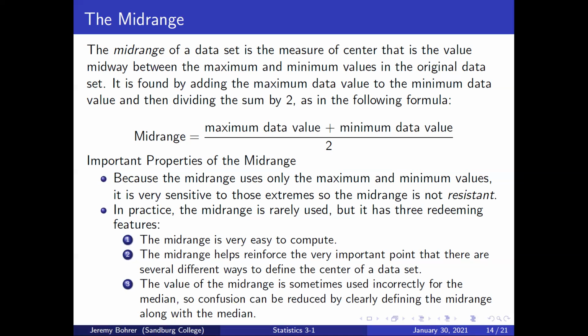Mid-range equals maximum data value plus minimum data value divided by 2. Important properties of the mid-range: because the mid-range uses only the maximum and minimum values, it is very sensitive to those extremes, so the mid-range is not resistant. In practice, the mid-range is rarely used, but it has 3 redeeming features. Mid-range is very easy to compute. The mid-range helps reinforce the very important point that there are several different ways to define the center of a data set, and the value of the mid-range is sometimes used incorrectly for the median, so confusion can be reduced by clearly defining the mid-range along with the median.